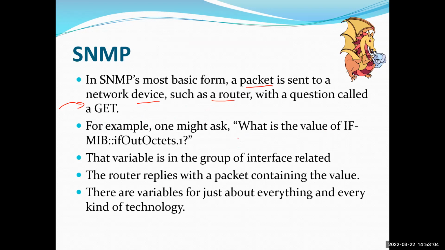So for example, one might ask, what is the value of this, right? And here, this means interface MIB, interface out octets, right? So it's looking for that specific variable. It's saying for an interface, I want to look at all the octets that were sent out, like saying all the bytes that were sent out. Also notice here that it's got a 1, indicating that it's the first interface, as you may have multiple interfaces on that device, right? So it indicates that particular device.